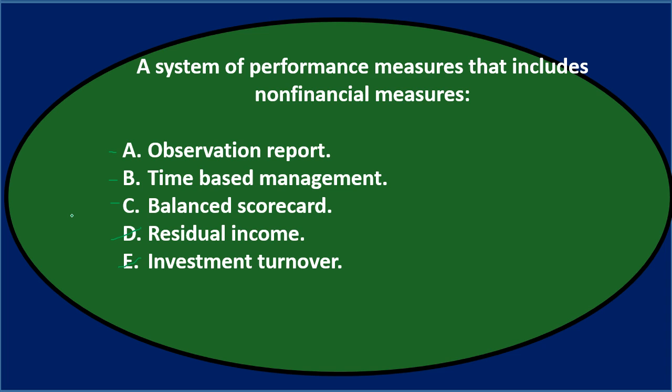So let's go through it again. A system of performance measures that includes non-financial measures, either A, observation report, B, time-based management, or C, balanced scorecard. And of those three, the one we're looking for is C, the balanced scorecard, in which case we're going to basically take into consideration different variables, not all financial variables. And so final answer, a system of performance measures that includes non-financial measures, C, balanced scorecard.